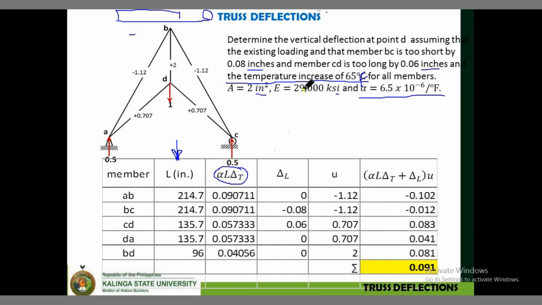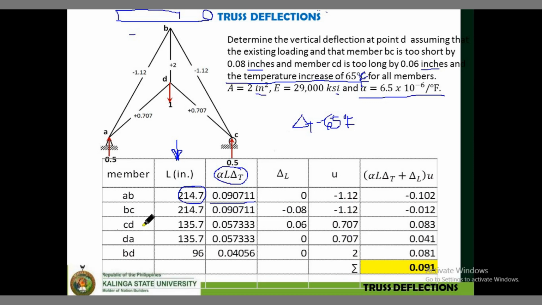Now, in this problem, it is indicated na yung temperature ay nag-increase to 65 degrees Fahrenheit. So, therefore, itong delta T na to, that is equal to 65 degrees Fahrenheit. So, direct substitution tayo. Alpha, 6.5 times 10 raised to negative 6 multiplied by the length multiplied by 65 degrees. Doon ko nakuha itong 0.090711.